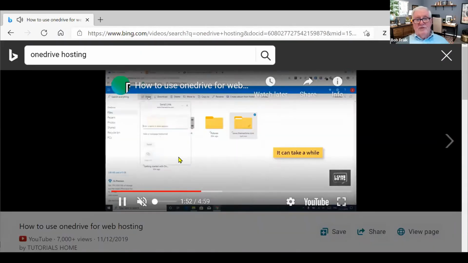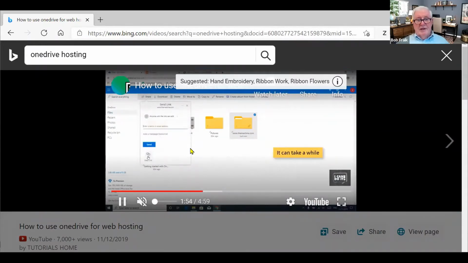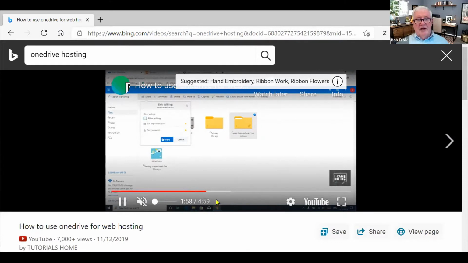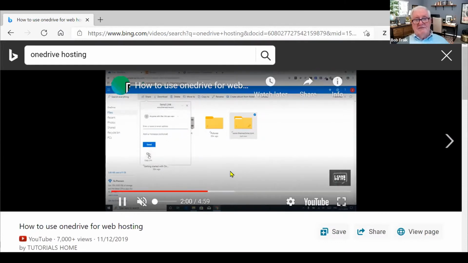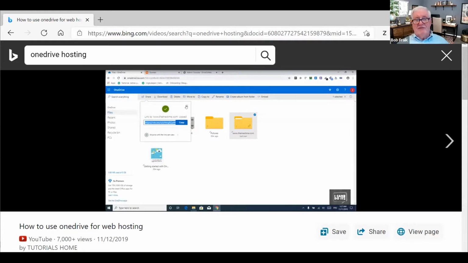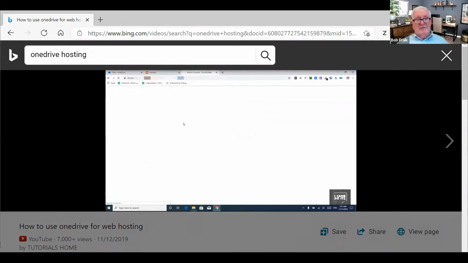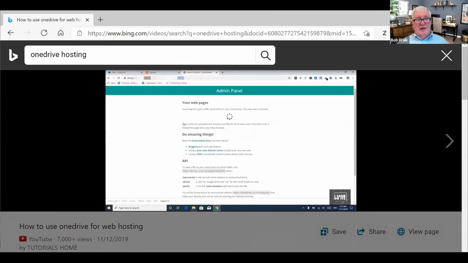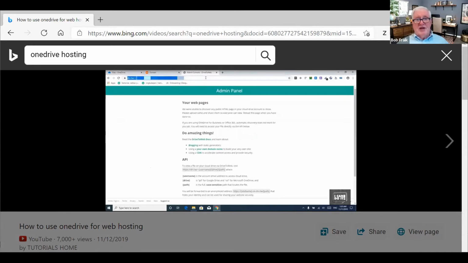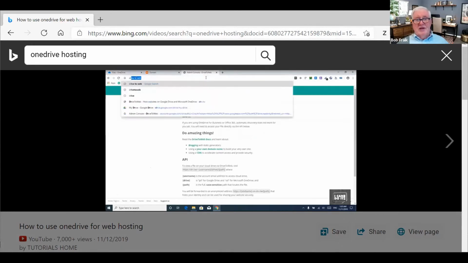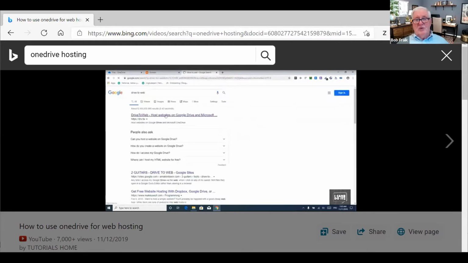Now this is going through the steps. And this one here was 4 minutes and 59 seconds. So basically in 5 minutes, this is telling you how you can set up a free hosting service on OneDrive. Now, OneDrive is Microsoft. And something to consider here is how do these various companies deal with your information?